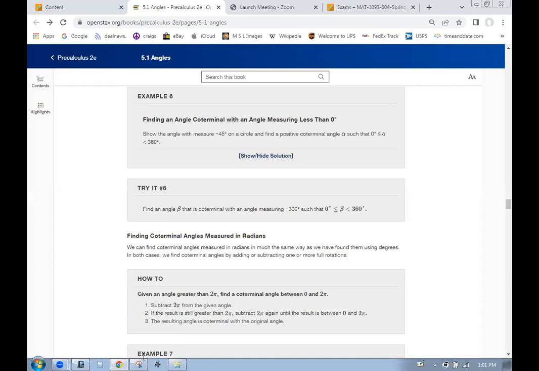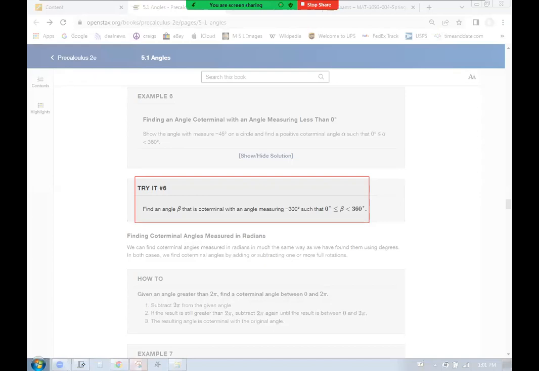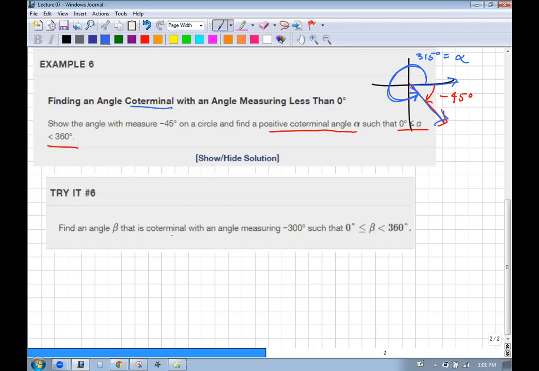Try it number six. Okay, so find an angle beta that is coterminal with an angle measuring negative 300 degrees. Well, since it's negative, we're going this way. All the way around would be 360. So we want to be 60 degrees short. So this is negative 300 degrees. We want beta to be between 0 and 360. So what we're talking about here is 60 degrees, right? These are coterminal. They have the same ending ray. They both begin there, and they both end here, okay? So beta is 60 degrees. 60 is between 0 and 360, okay?